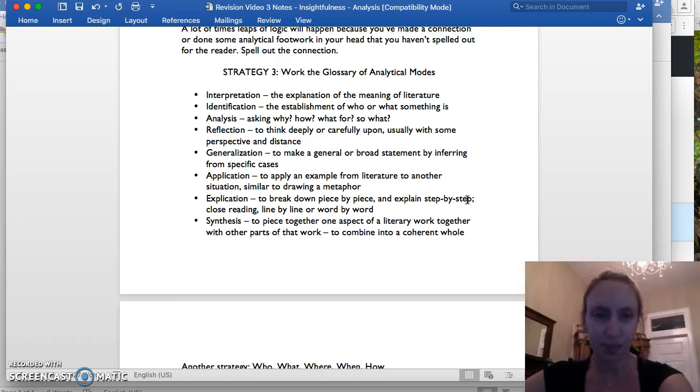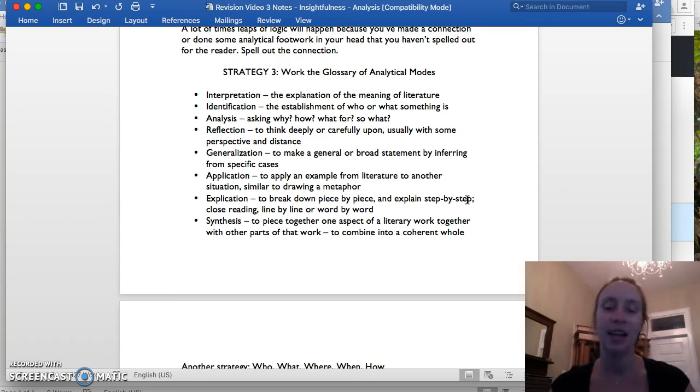Identification. So I'm defining these in a way similar to how they would just be defined in the dictionary. I think I did look them up in the Oxford English Dictionary and have those definitions help me in explaining them here. Identification, the establishment of who or what something is, or you could add more of the who or what kind of words there, just like kind of like categorizing.